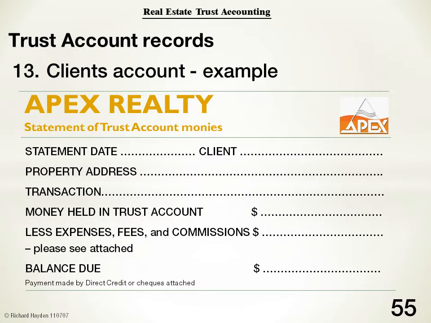This is an example of a client's account. Apex Realty statement of trust account monies: the statement date, the client, the property address, the transaction, the money held in the trust account, less expenses, fees and commission, please see attached, and the balance due. And the balance due is a payment made by direct credit or checks attached. That is sent to everyone who has money held in a trust account on the disbursement of trust monies to the people entitled to it.